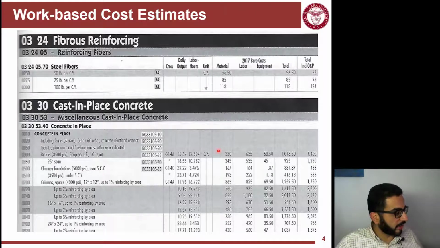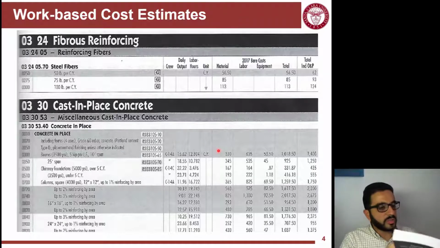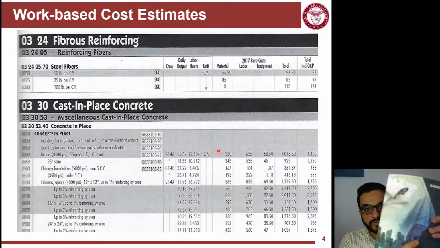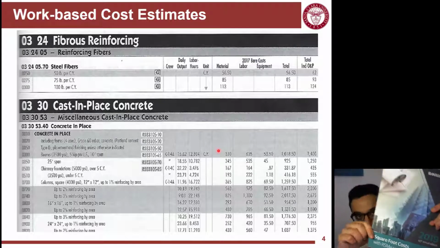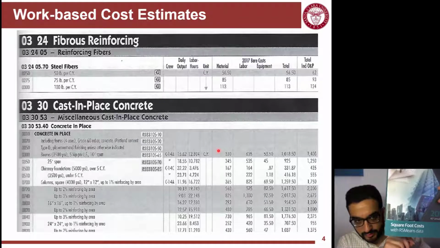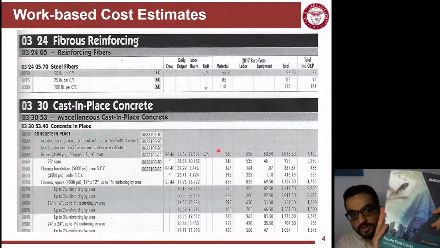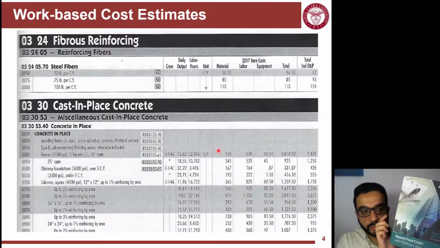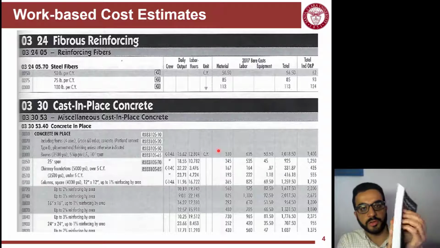So I actually have the books here with me. This is the square foot cost book, the one I covered in the previous parts of this lesson. We used it for the square foot cost and also the assemblies. You can see how thick it is.